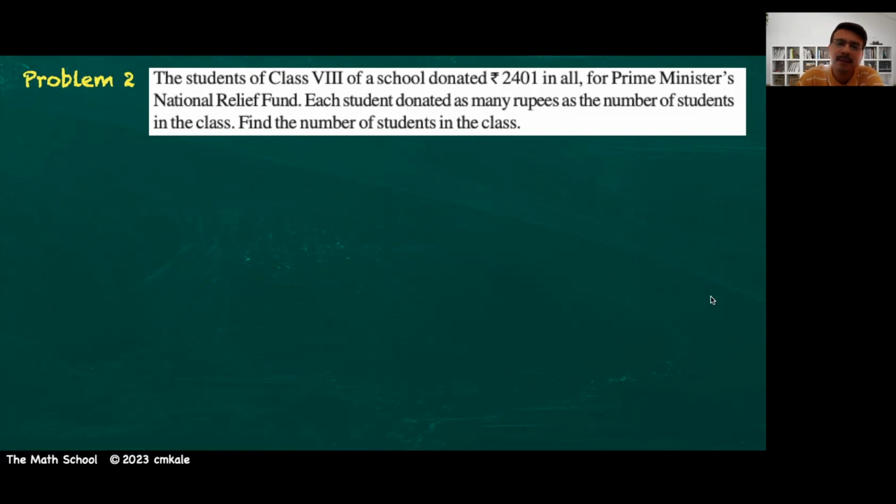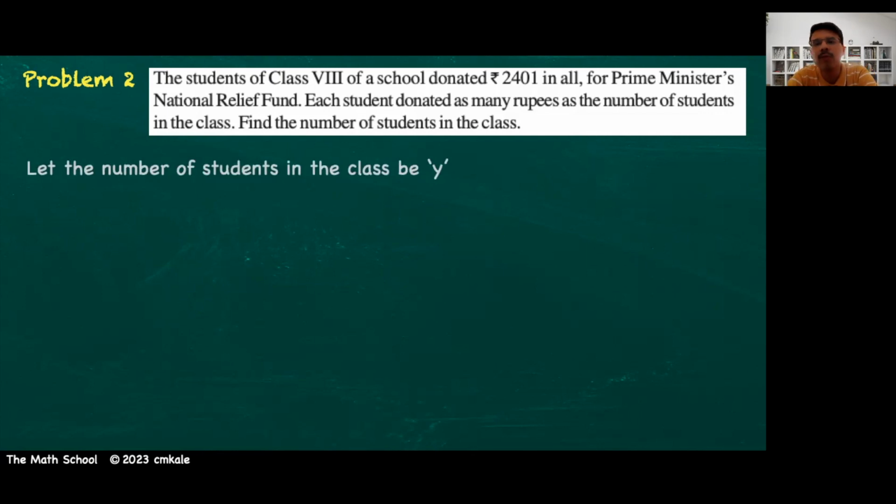Let us create an equation out of this. We need to find the number of students. So let us assume the number of students to be y, right? That's our standard method of forming equations. So let the number of students be y. And what do we know? We know that each student donated as many rupees as the number of students. Now, since there are y students, each student must have donated y rupees.